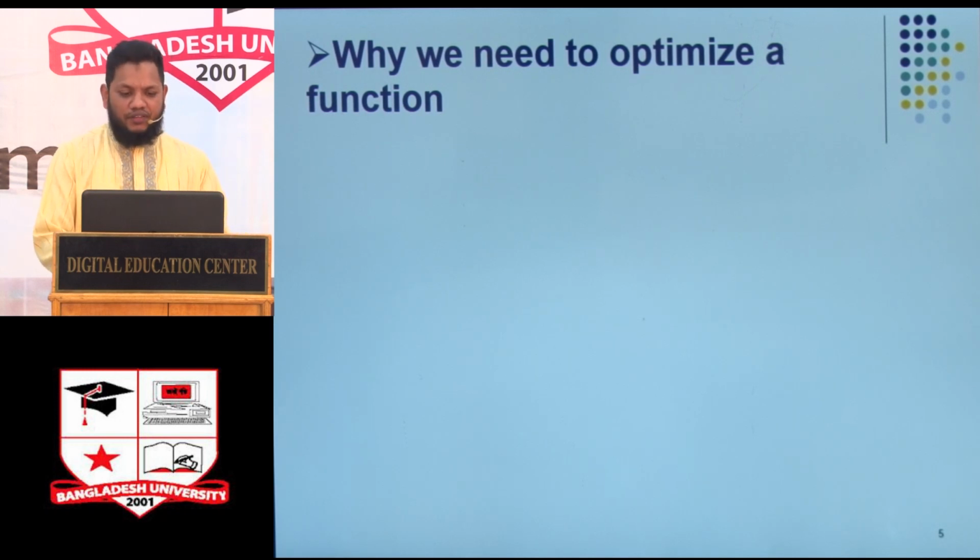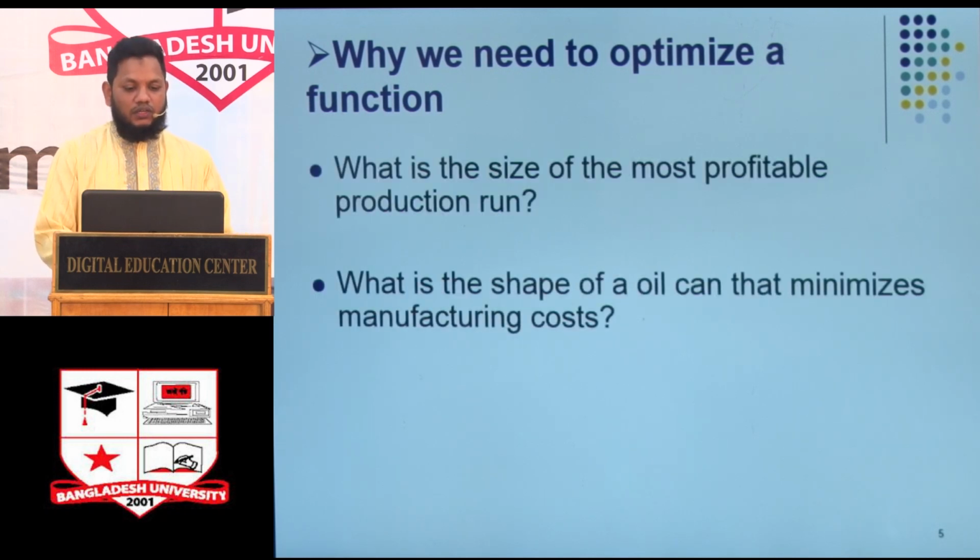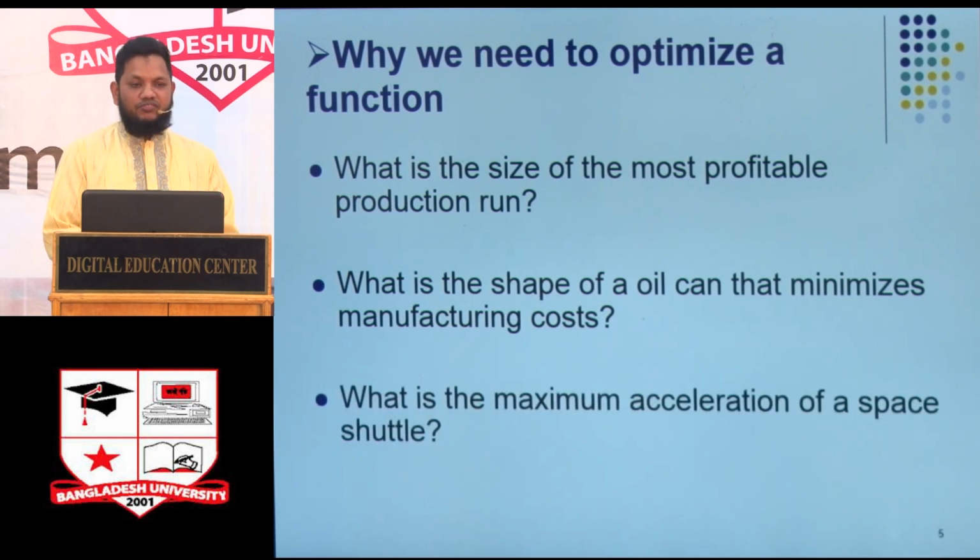Why do you need to optimize a function? What is the size of the most profitable production run, what is the shape of an oil can that minimizes the manufacturing cost, and what is the maximum acceleration of a space shuttle?